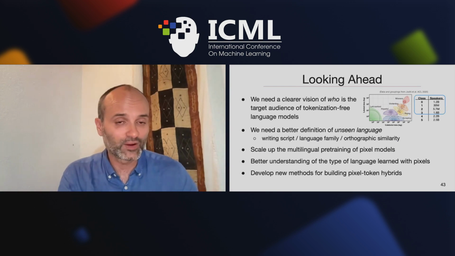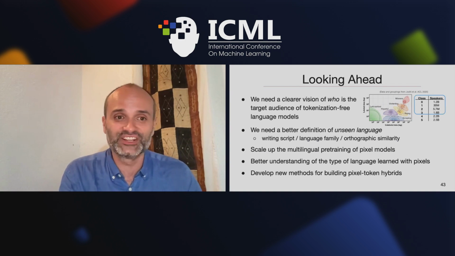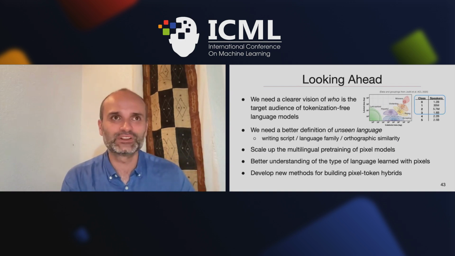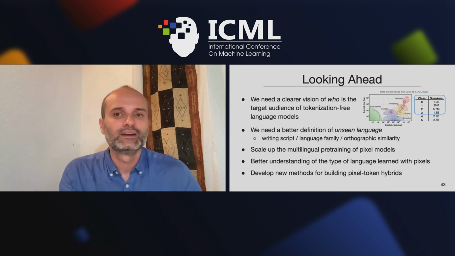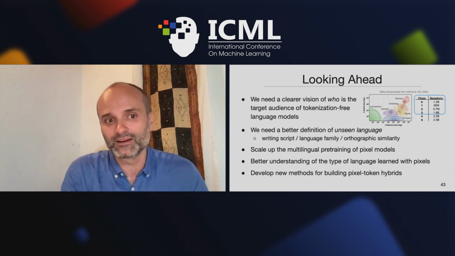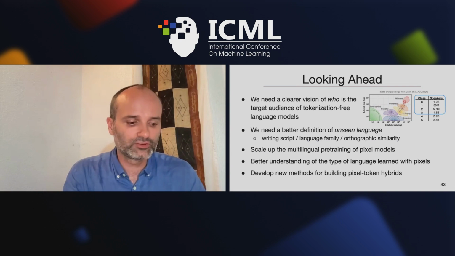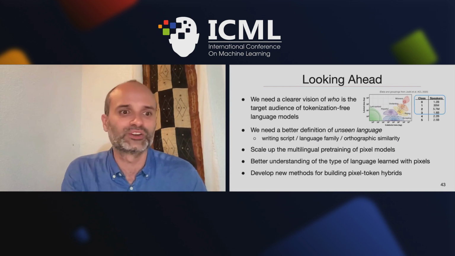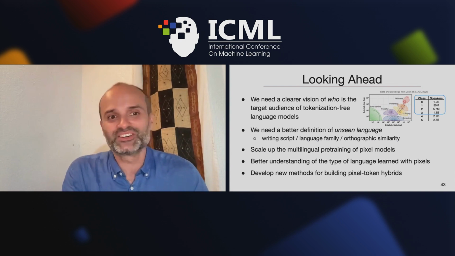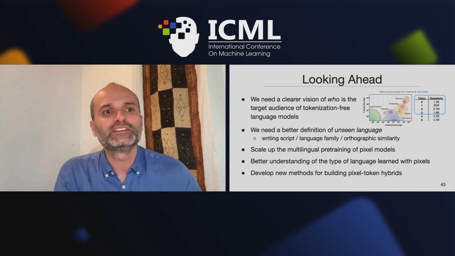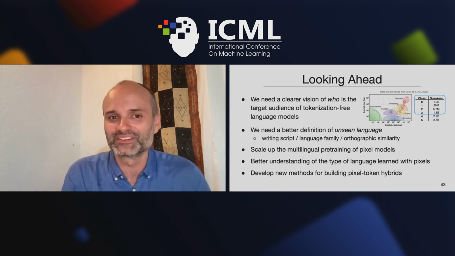I also think that we need to think about a better definition of unseen languages. If we are training over really flexible inputs like UTF code points or bytes, what does it mean to be unseen in this space? Is it writing scripts? Is it language families? If it's pixel specific, then it's orthographic similarity. More specific to the research we're doing in Copenhagen, we're going to be focusing on scaling up multilingual pre-training of the models, trying to think about a better understanding of what type of language is learned by these representations, and to develop new methods for building pixel token hybrids.